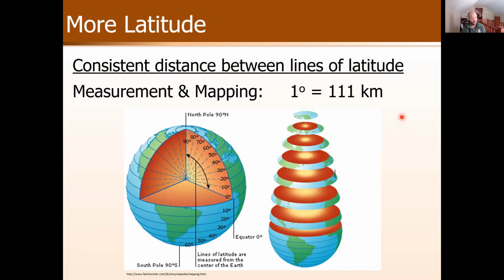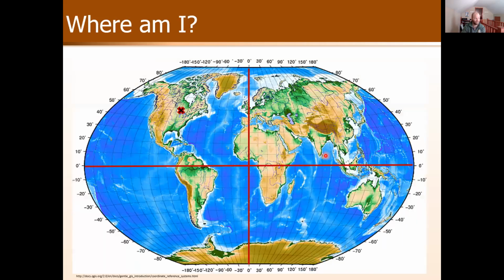Unlike a line of longitude, there is a consistent distance between lines of latitude. So every 1 degree latitude, if you go from 0 degrees latitude to 1 degree latitude, you will travel 111 kilometers. If you travel from 89 degrees latitude to 90 degrees latitude at the North Pole, you will also travel 111 kilometers. So that distance between any single degree of latitude is the same across all of Earth. And there's the aspect of the parallels also coming into play here. So, consistent distance between lines of latitude.